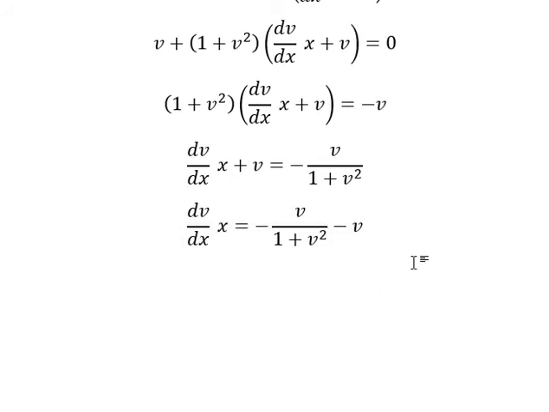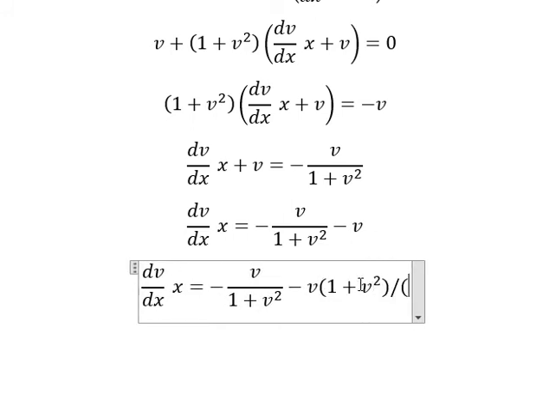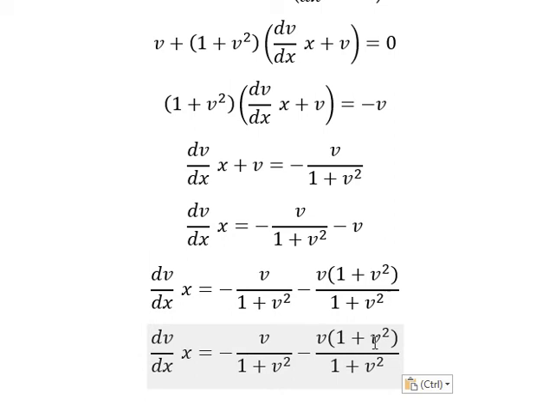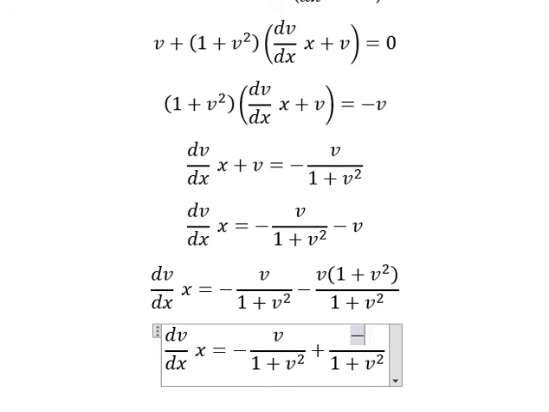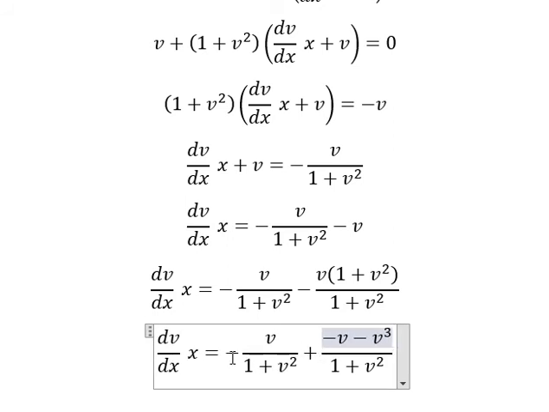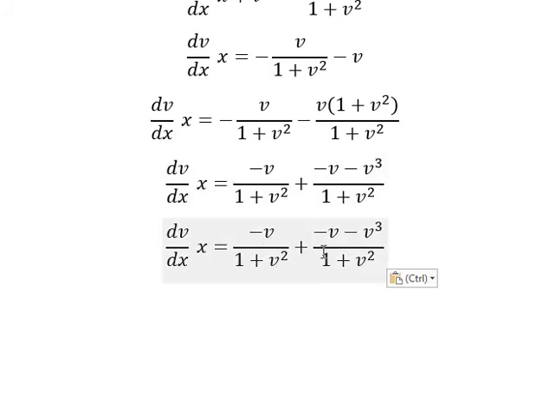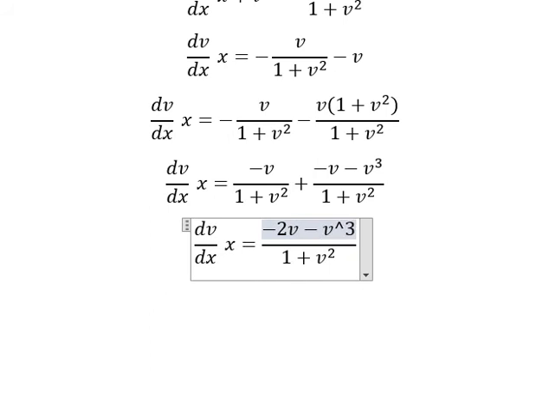Next, I will do common denominator on numerator and denominator. Negative v multiplied by 1 and v squared in here. Negative we put in here. Now we combine two fractions. We will have negative 2v, negative v to the power of 3.